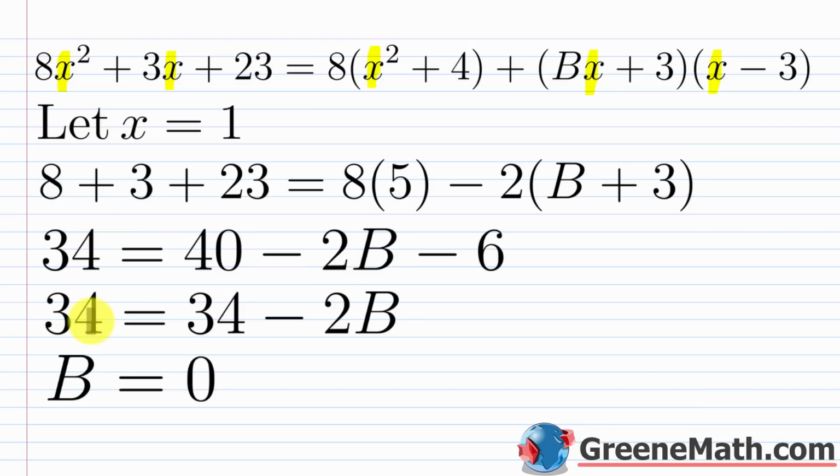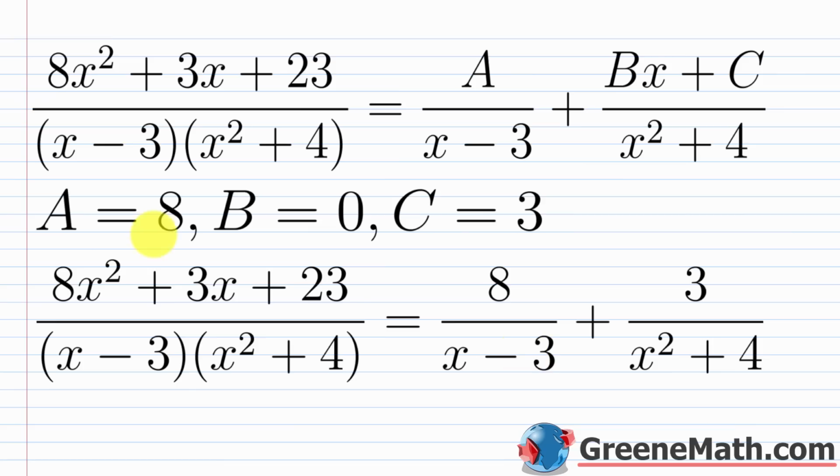You're going to end up with this 34 equals 34 minus 2b. You would subtract 34 away from each side. You would get 0 equals -2b. Divide both sides by -2. You get b is equal to 0. Okay, so we know that a equals 8, b equals 0, and c equals 3. So again, plugging in, we're going to have 8 over x minus 3 plus 3 over x squared plus 4.